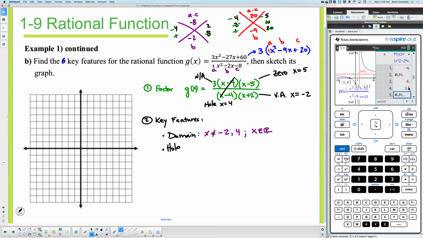All right, next key feature. The order I'm going to do it is the hole. What do we know about our hole so far? The x is +4. Do we know the y value? For the moment, I'll put a question mark, and then we'll solve for that. How do I get the y value of the hole? You plug the hole into the remaining equations. So I'm going to go y equals, instead of g of x, because I'm going to take that away, I have 3 times, my hole value is 4, so it should be 4 minus 5 over 4 plus 2.